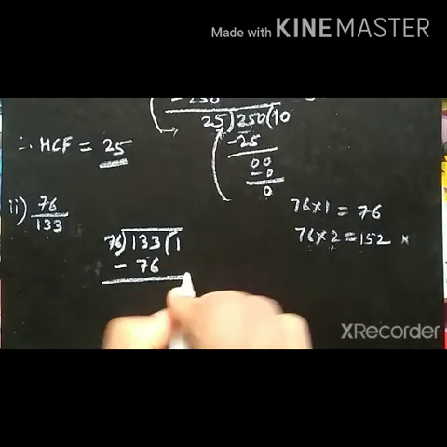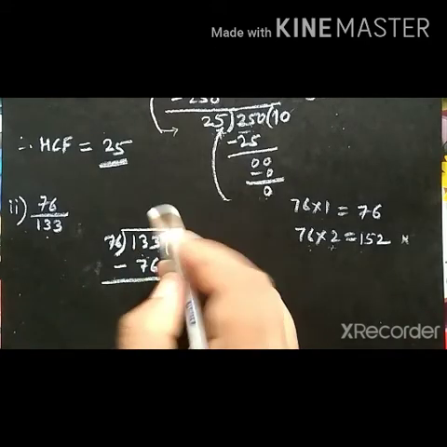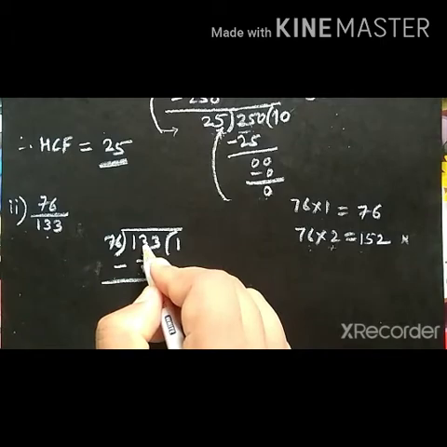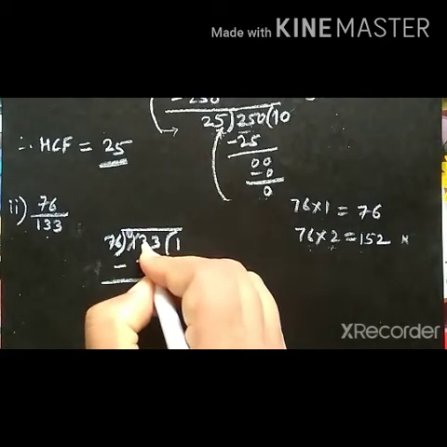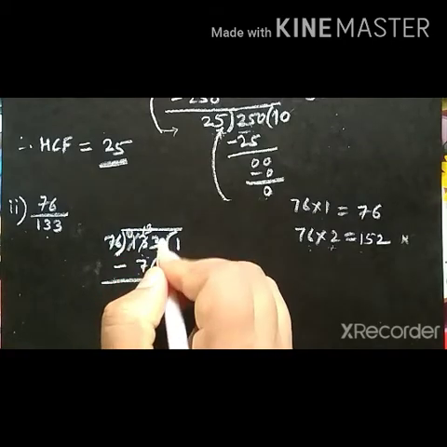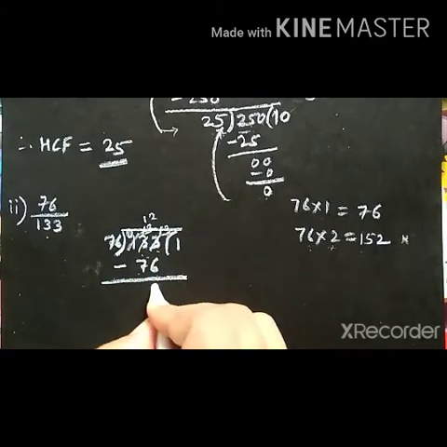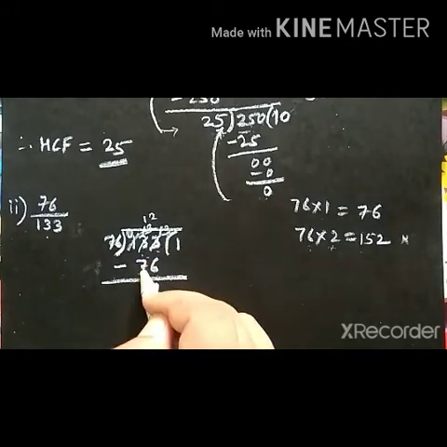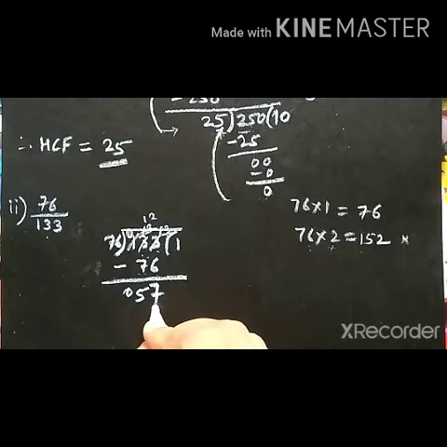76. Now 6 cannot be subtracted from 3. So go to next number. Again 7 cannot be subtracted from 3. Then go to next number 1. 1 can give borrow to the previous number. So here we got 13. Again this number won't borrow from this. So here 12 and here 13. So 13 minus 6, that is we got 7. 12 minus 7, that is 5, and 0. Now here we got 57.